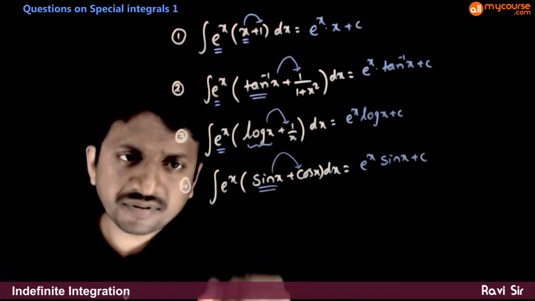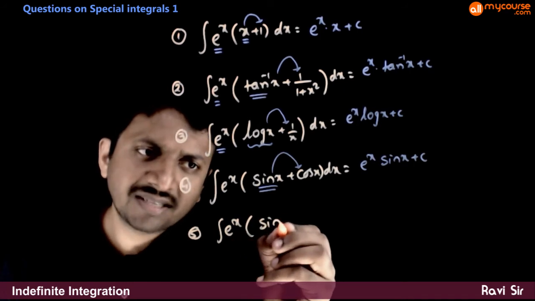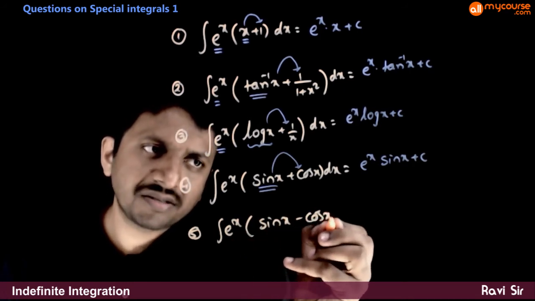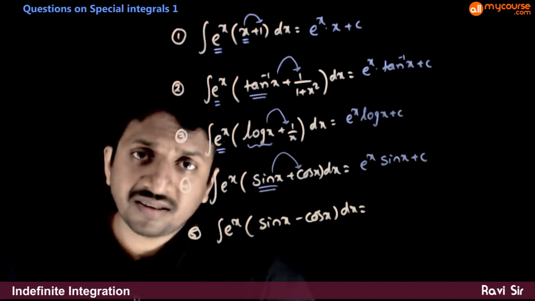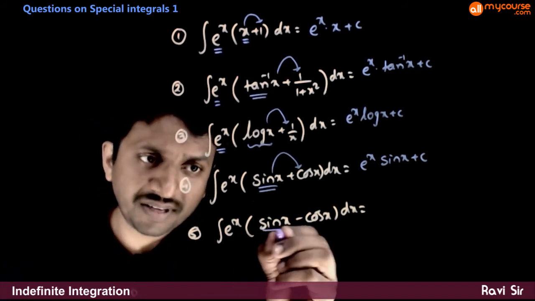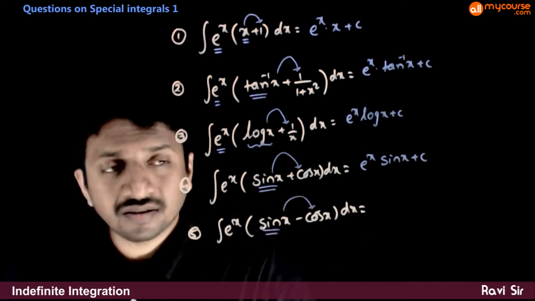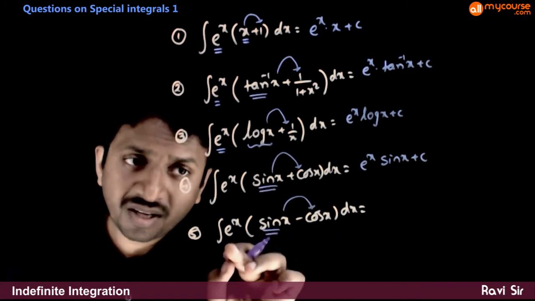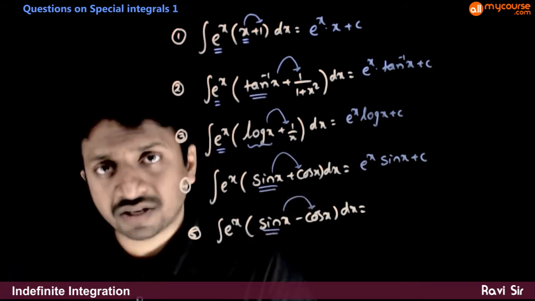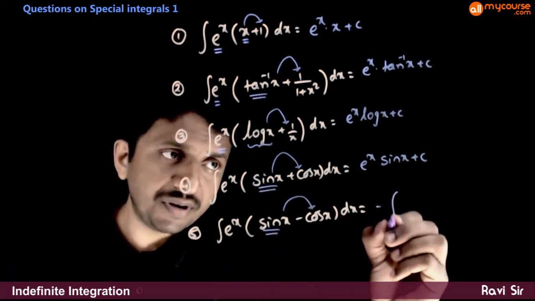So if you have integration of e^x times (sin x - cos x) dx. So this time if you take the function sin x as f(x), the differentiation is plus cos x, not minus cos x. So here you don't have the expression in the form e^x times (f(x) + f'(x)). But this time what we do is, I'll take a minus common outside.